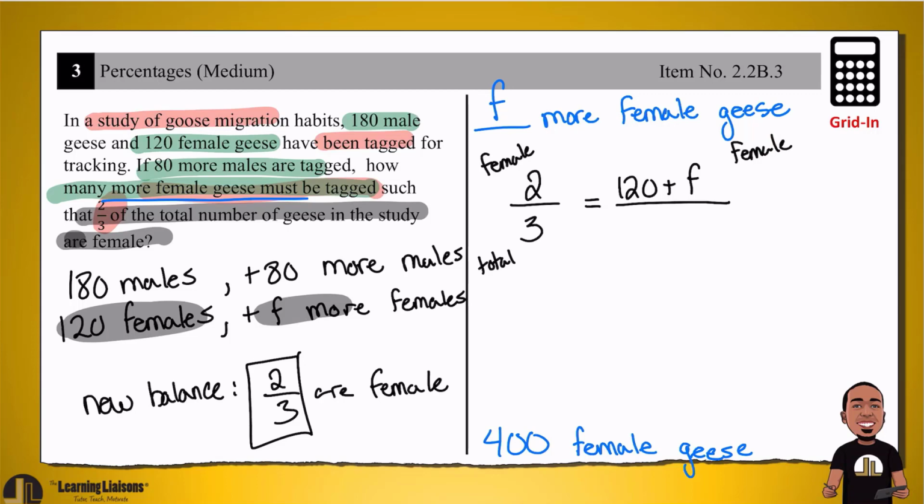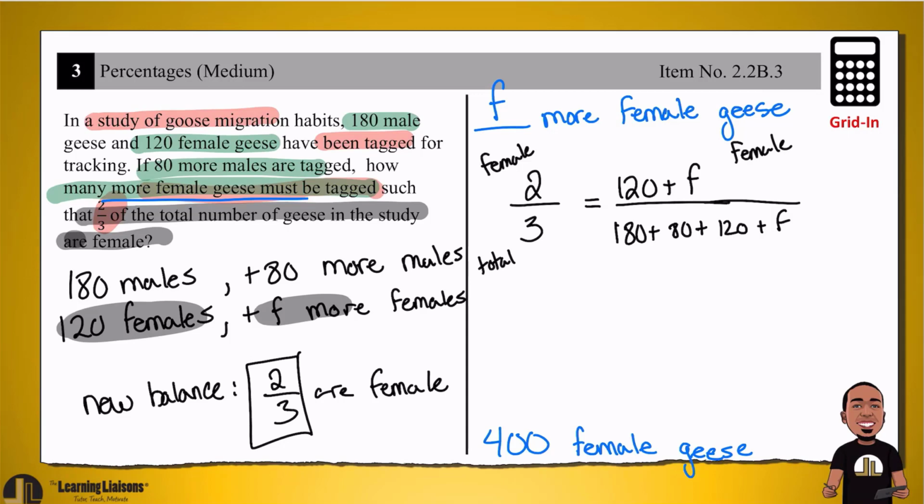And then in the denominator, we have to add all of these up, not just the males. So be careful. The biggest mistake that you can make is only writing the males in the denominator. No, 2 out of 3 means females to total. So we need to have females to total on that right side. So we're going to add everything together. The 180 plus the 80 plus the 120 plus the F. Got to add it all up.